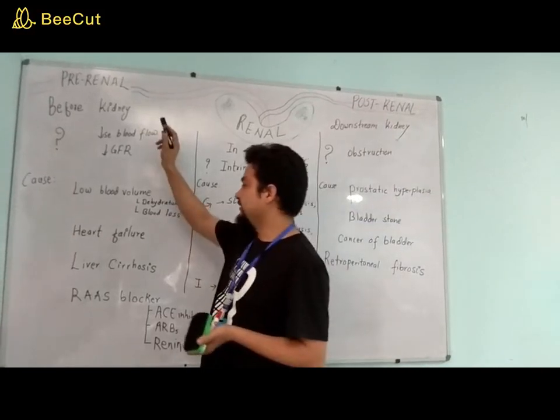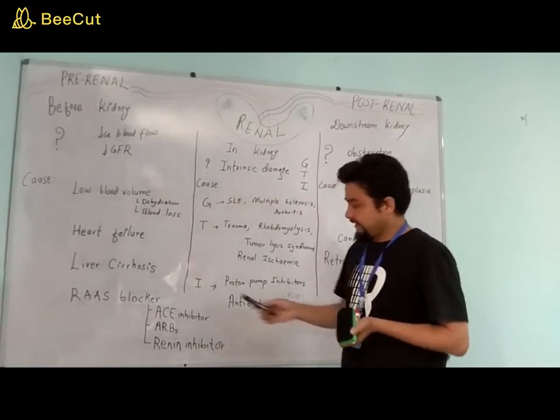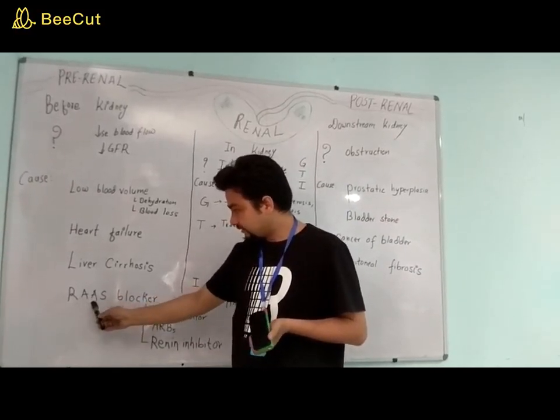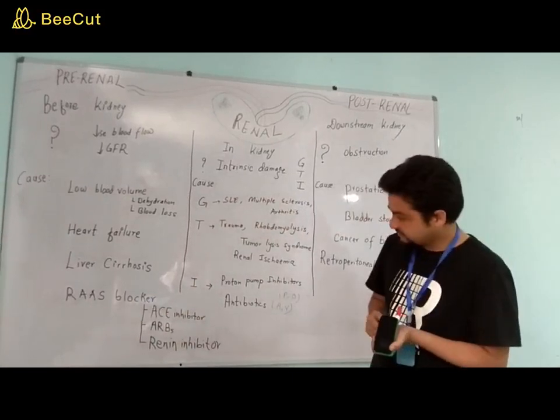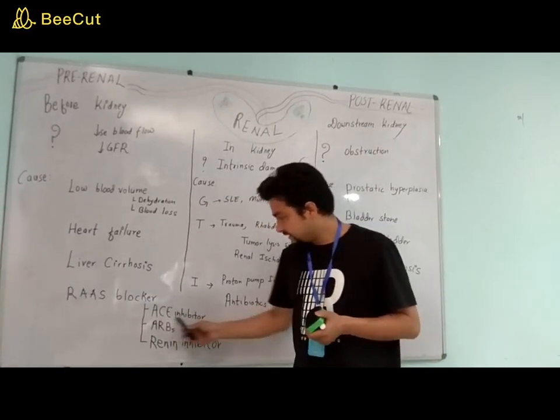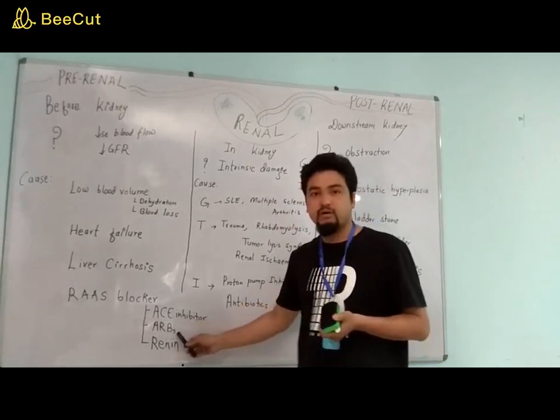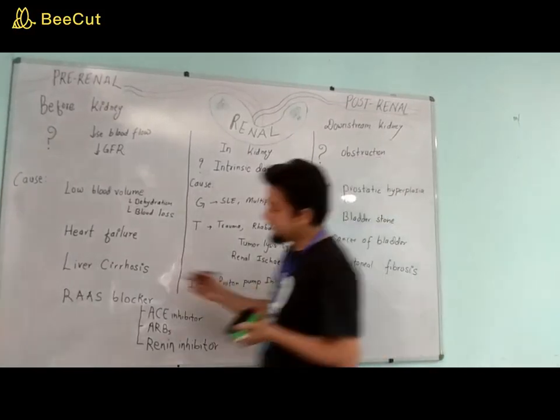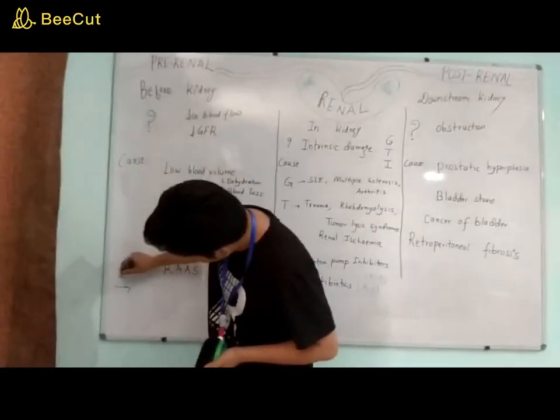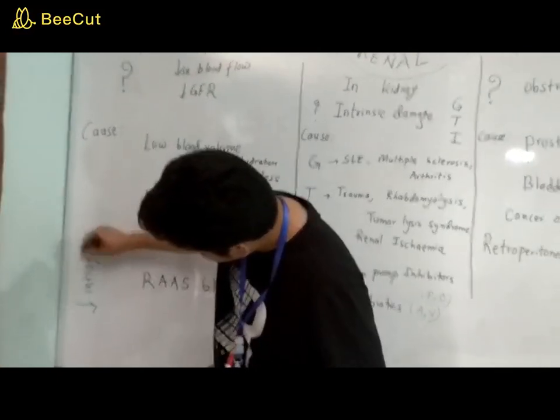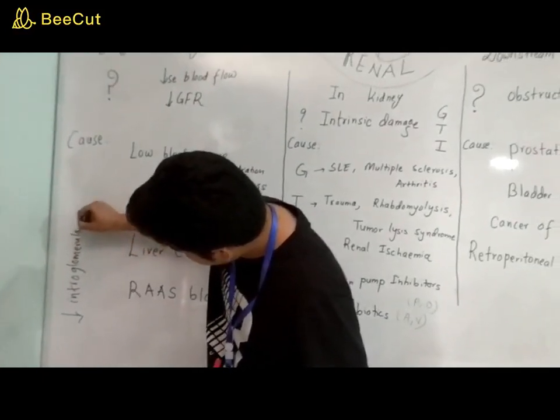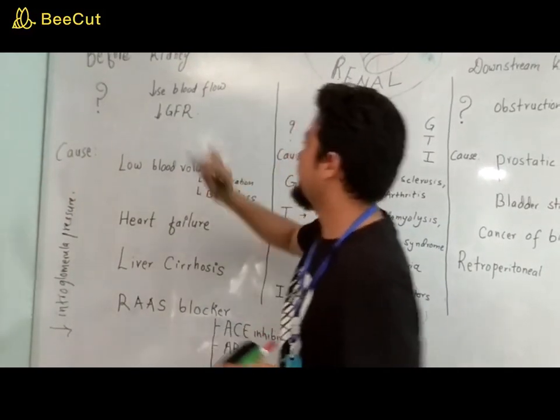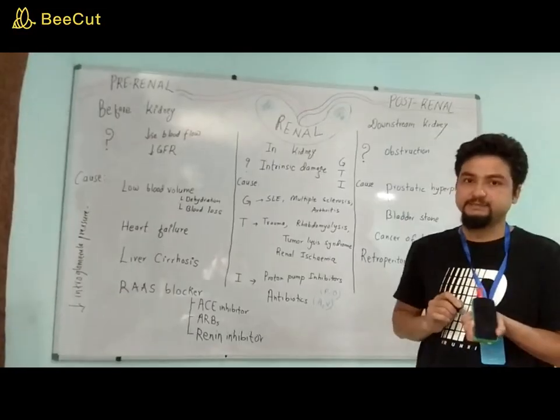and the collection of fluid in the abdomen can cause pre-renal disease. And there is a group of drugs known as RAS blockers, renin angiotensin aldosterone system blockers. This group consists of ACE inhibitors, angiotensin receptor blockers, and renin inhibitors. These drugs collectively will decrease the intraglomerular pressure, which will ultimately decrease the GFR, and this can be the cause for pre-renal disease.